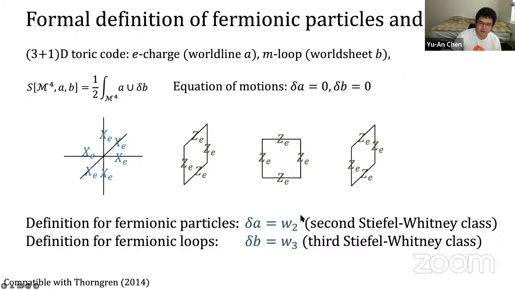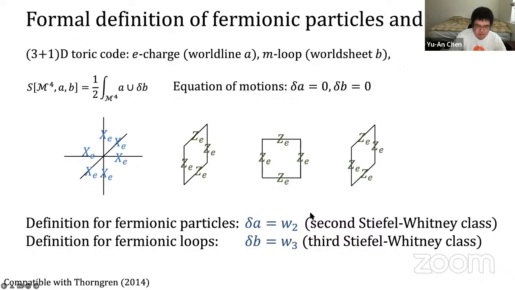But I think the first line is very well known in high energy physics, because what is the meaning of delta A? It's like we have some closed worldline, and W2 is the obstruction to having a spin structure. You can think of it as: the fermion requires some framing, and the framing is ill-defined somewhere on the W2. So this is quite natural for the fermionic particle. The new thing is here. I think it's compatible with the proposal by Ryan Thorngren. So we use W3 to define the fermionic loop, and I will start from these two to justify the properties of the fermionic loop I proposed a few slides ago.